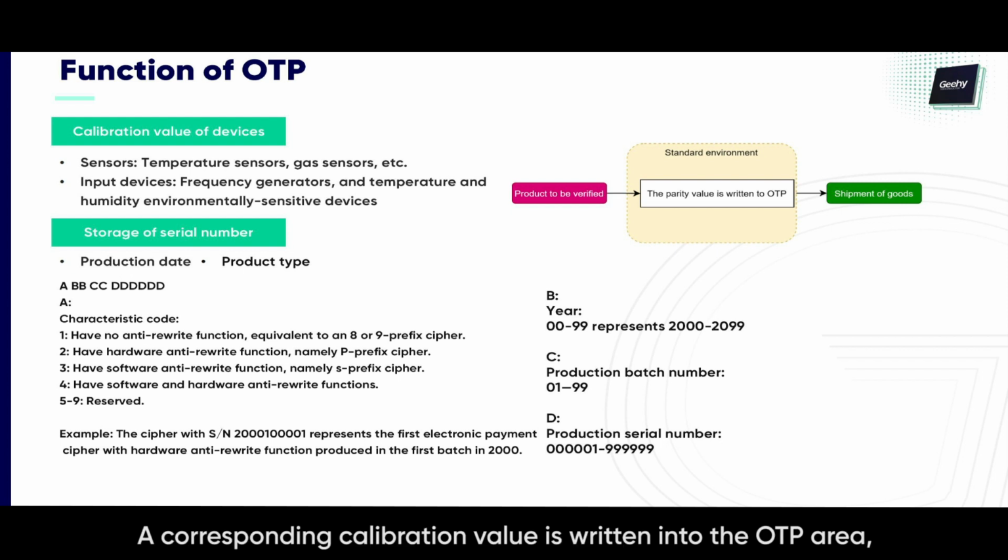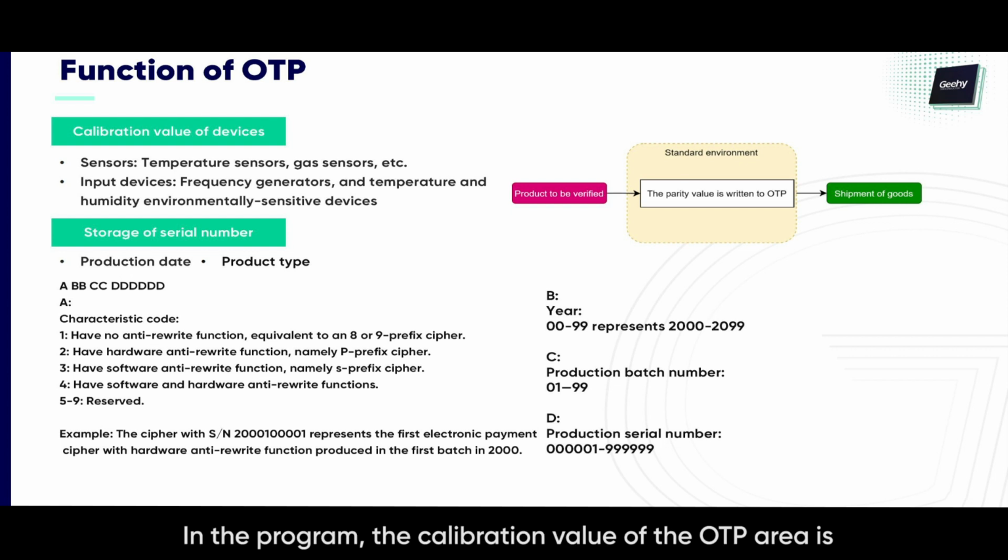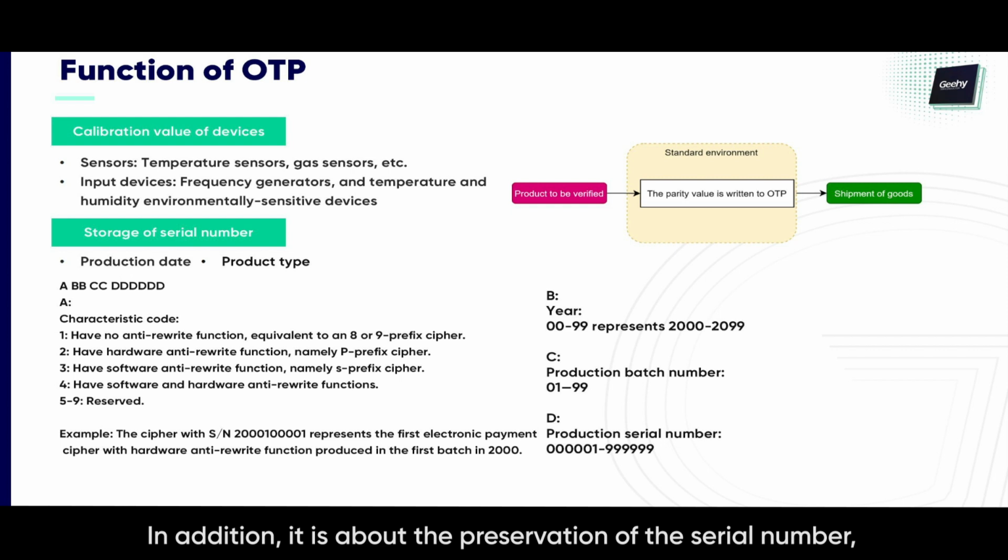A corresponding calibration value is written into the OTP area, and then the product is shipped and used in the application scenario. In the program, the calibration value of the OTP area is constantly read to make our product more stable. In addition, it is about the preservation of the serial number.